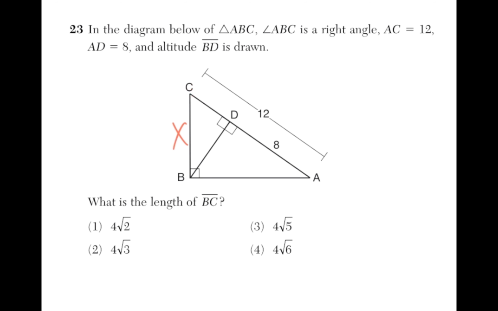So let's set up this proportion. Before we do anything else, we're going to need to figure out what the short side is of this leg right here, of this triangle right here. And we know, of course, that CD is 4. And we can figure that out.